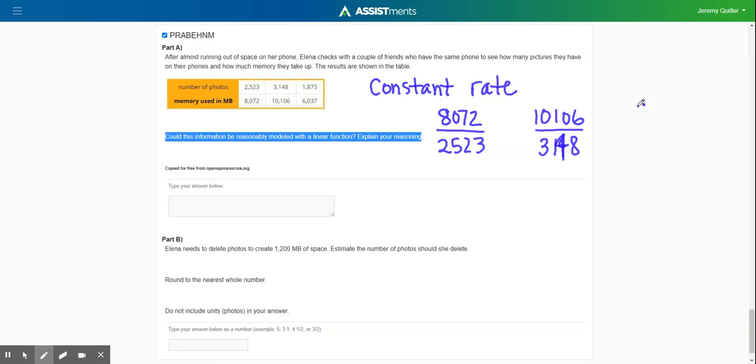And then compared to 6,037 megabytes divided by 1,875. And as we go and look at these values and compare them, we see that 8,072 divided by 2,523 gives us an approximation of 3.2 megabytes per picture. So hang on to that value, 3.2.